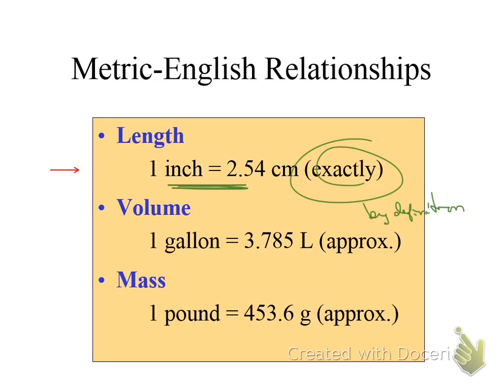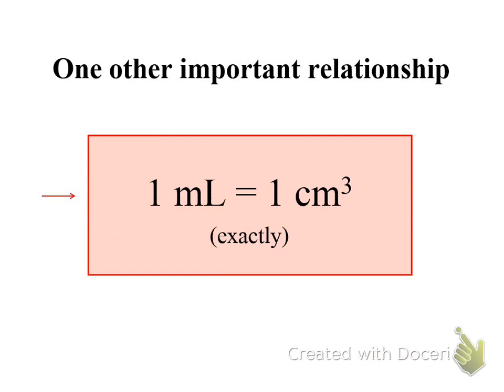So you don't have to memorize the volume relationship between English and metric, nor the mass relationship between pound, English and metric. You might need to use them, but you don't need to memorize them. All right. Within the metric system, there is one more important equality that you need to memorize. You may already know this. 1 milliliter is exactly equal to 1 cubic centimeter.